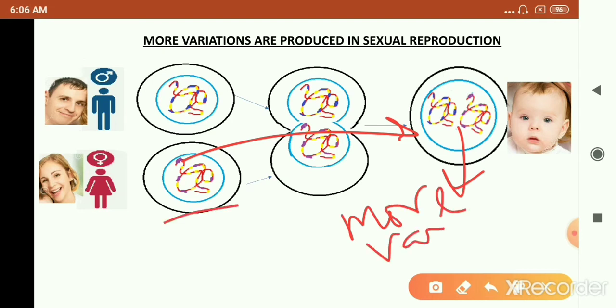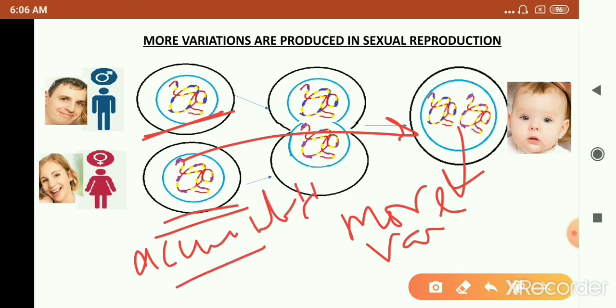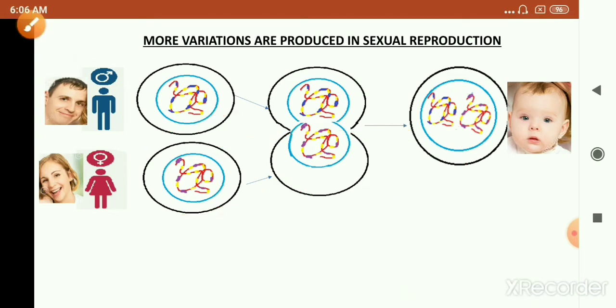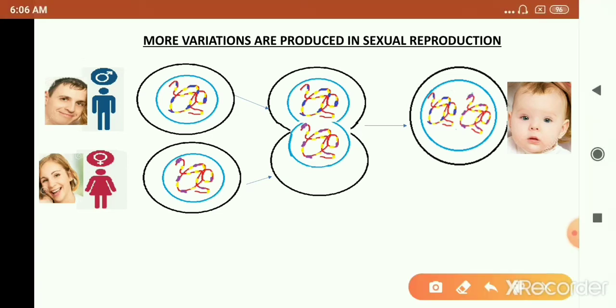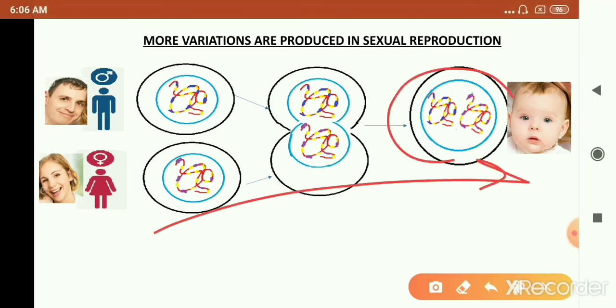So because two parents contribute their genetic material, or DNA, which has accumulated variations from the previous generation, more variations are produced in sexually reproducing organisms, right? There are new combinations that happen because of the gametes being involved. So at every step, a good amount of variation is produced.